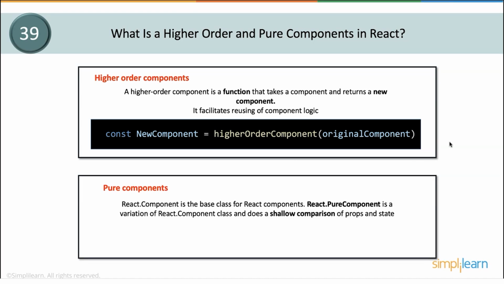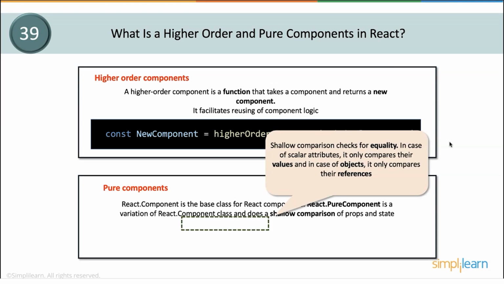A pure component is a variation of a React component that does a shallow comparison of props and state. Shallow comparison basically checks for equality. Are we clear now? So that's the main job.